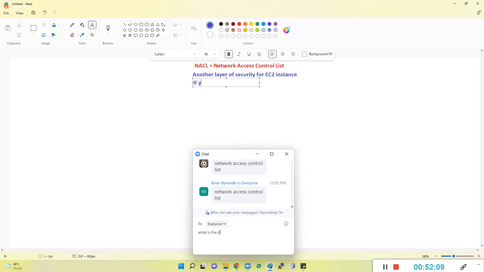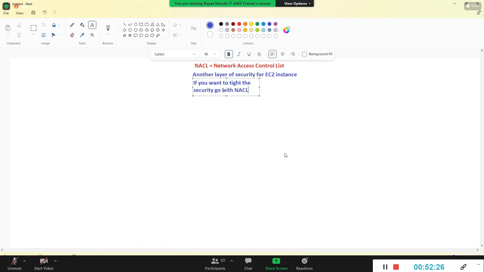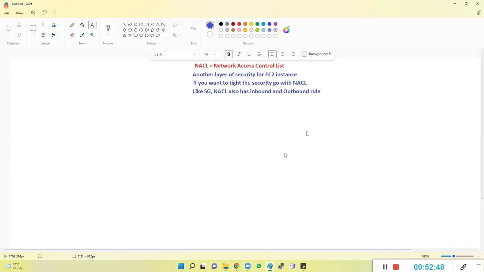So when do you go for it? Guys, if you want to tighten the security, go with NACL. Yes, you can think that way. Same as a security group, NACL also has an inbound rule and an outbound rule, like a security group itself.